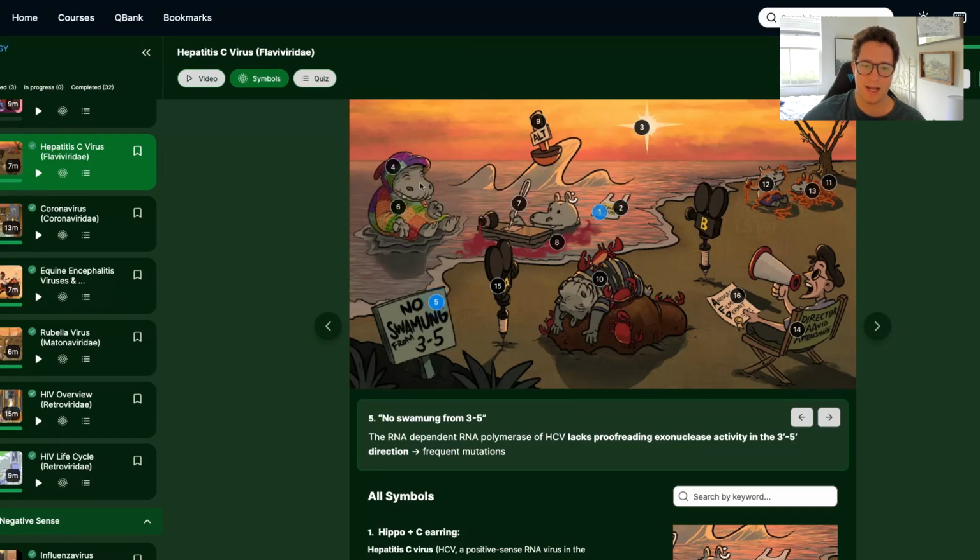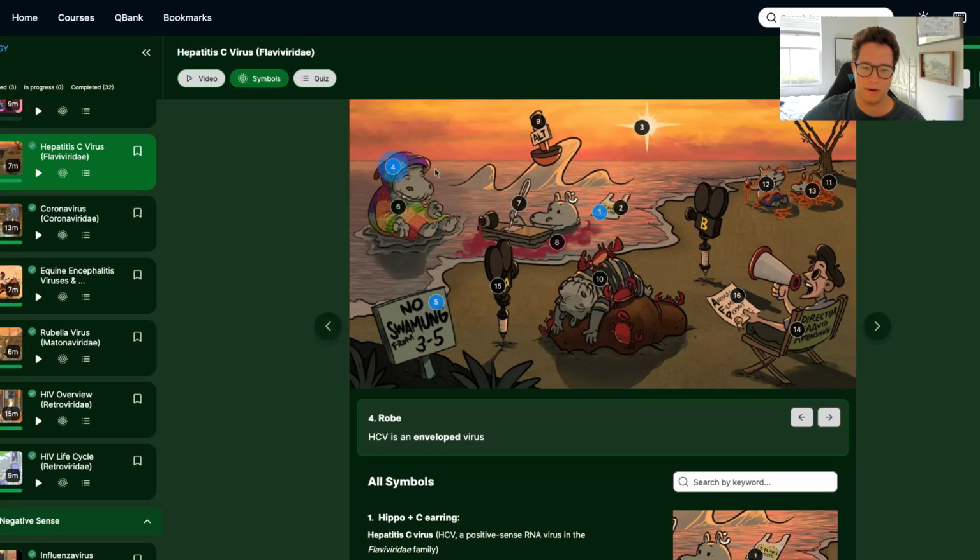And I can see this guy in the robe. It's enveloped, which is kind of what I was talking about earlier. The envelope doesn't necessarily cause the pathogenicity or the immune evasion of this. So definitely this is the portion that I remembered of hepatitis C.